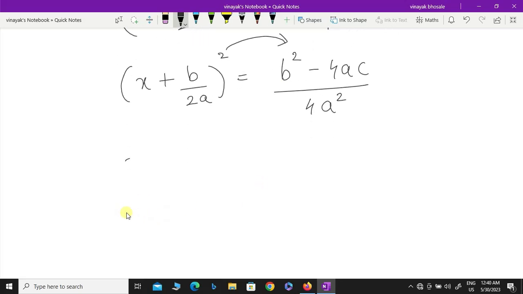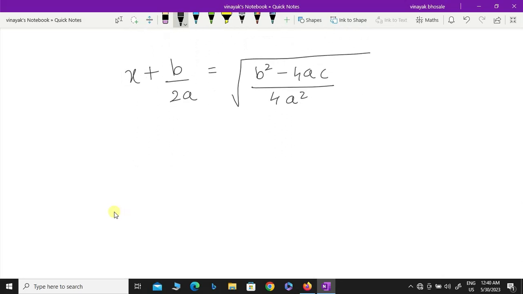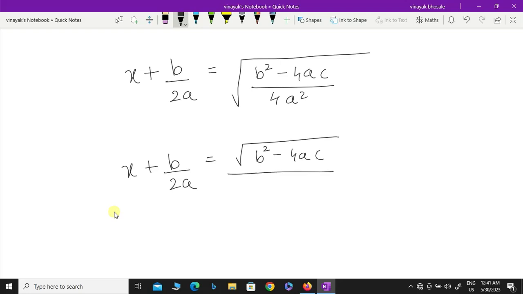So we'll write x plus b by 2a under root of b squared minus 4ac divided by 4a squared. Okay, so I'll just write x plus b by 2a equals square root of b squared minus 4ac, and if you take a square root of 4 it's going to be 2, and if you take a square root of a squared it's going to be a.